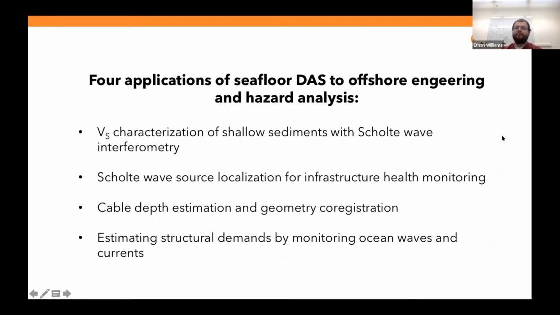So I'm going to briefly touch on 4 different topics. The first 2 are our conventional thought to be in the domain of engineering applications. First, shear wave velocity characterization of shallow sediments, and second, infrastructure health monitoring. And then I'll return to those ocean wave phases and see how they might be useful for our survey.